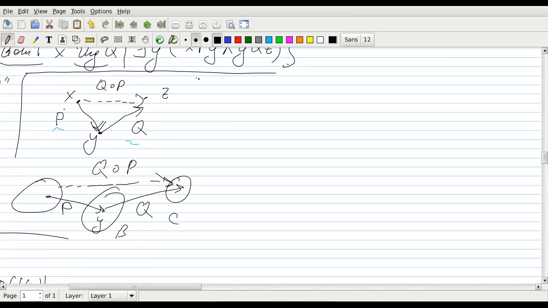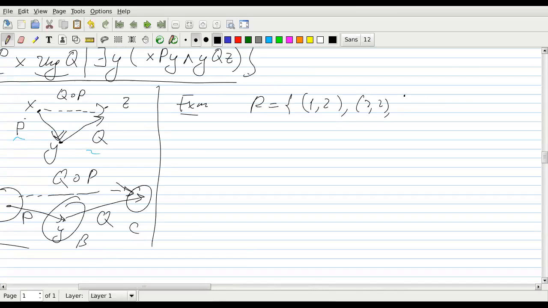Now, let's see some examples. The first example, let the relation be 1, 2, 2, 2, and say 2, 3. The diagram is as follows. From 1, we may go to 2. From 2, either to 2 or where to? To 3. Okay. But what is the composition? Which points are connected by a 2-arrow path?